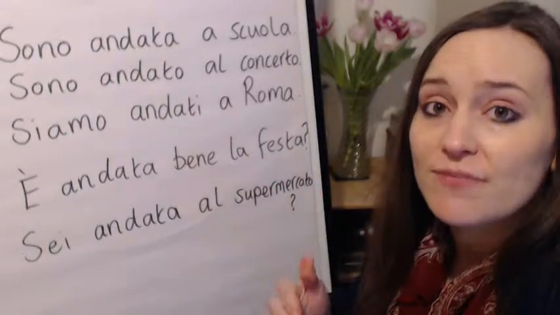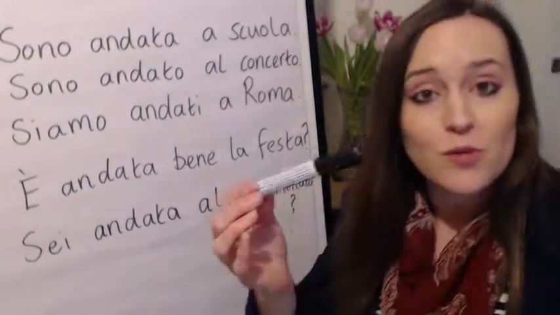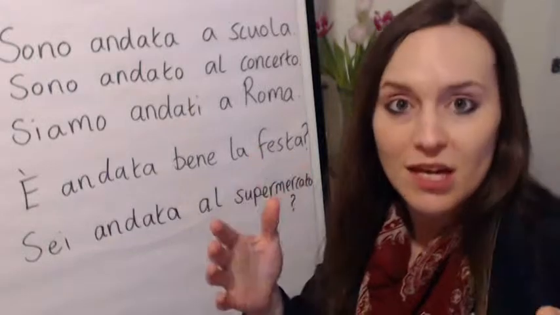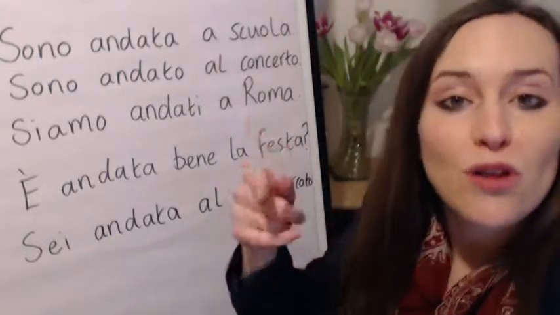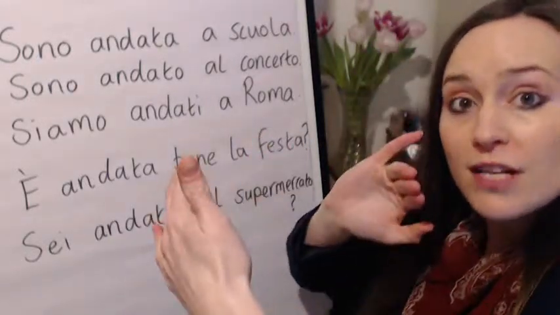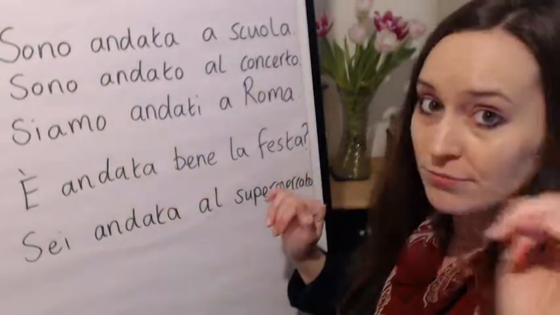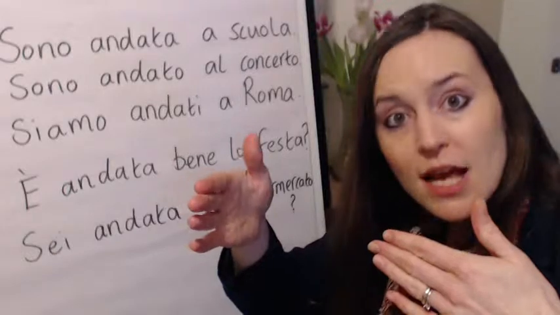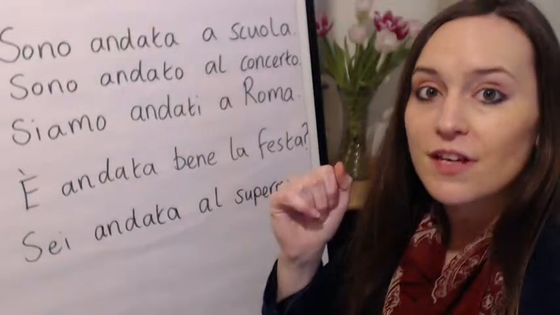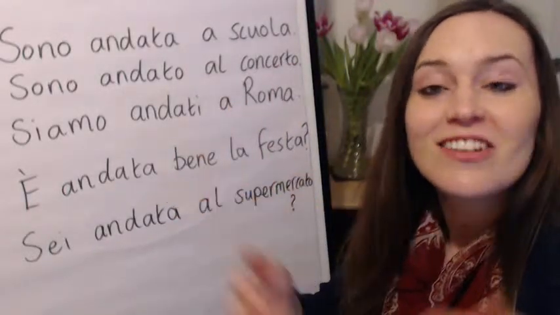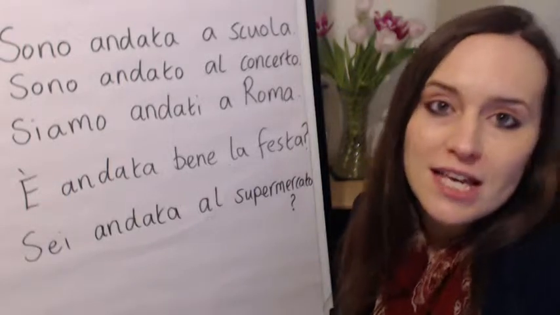I did not go. So, just like with the normal present tense, to make a past tense negative, you just put non in front of the whole verb phrase. So you don't say sono non andata. Sono andata, pop a non in front of it, and then it's negative. I didn't go. Right, so that's quite a lot to take in at the moment.